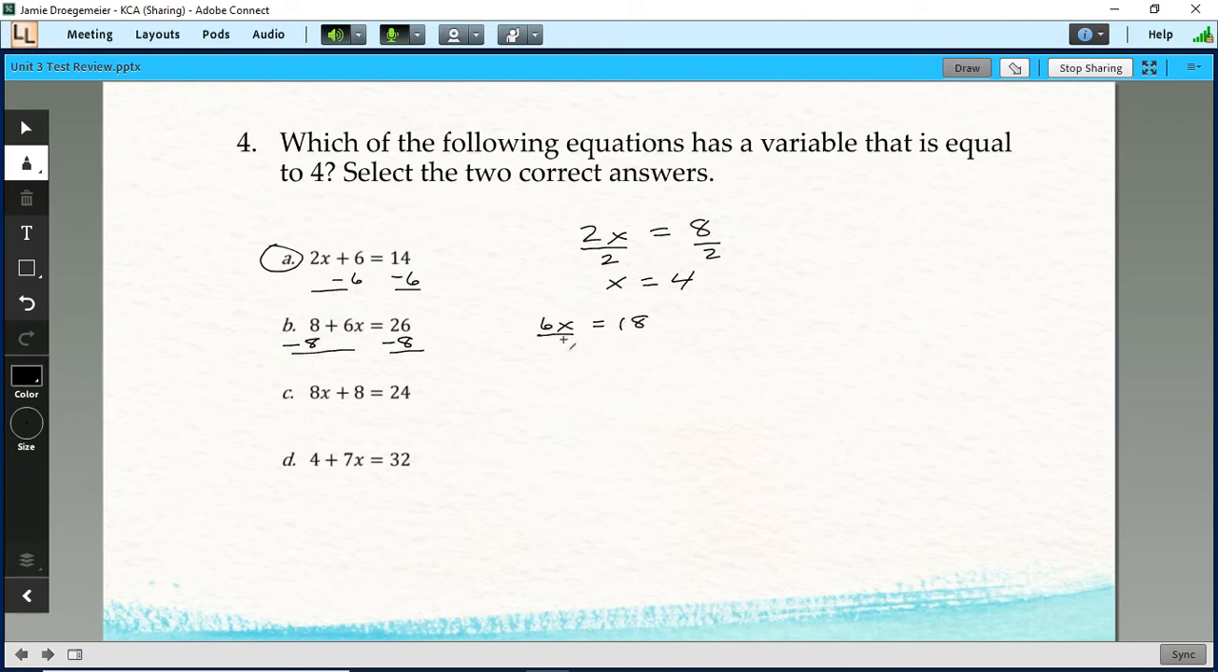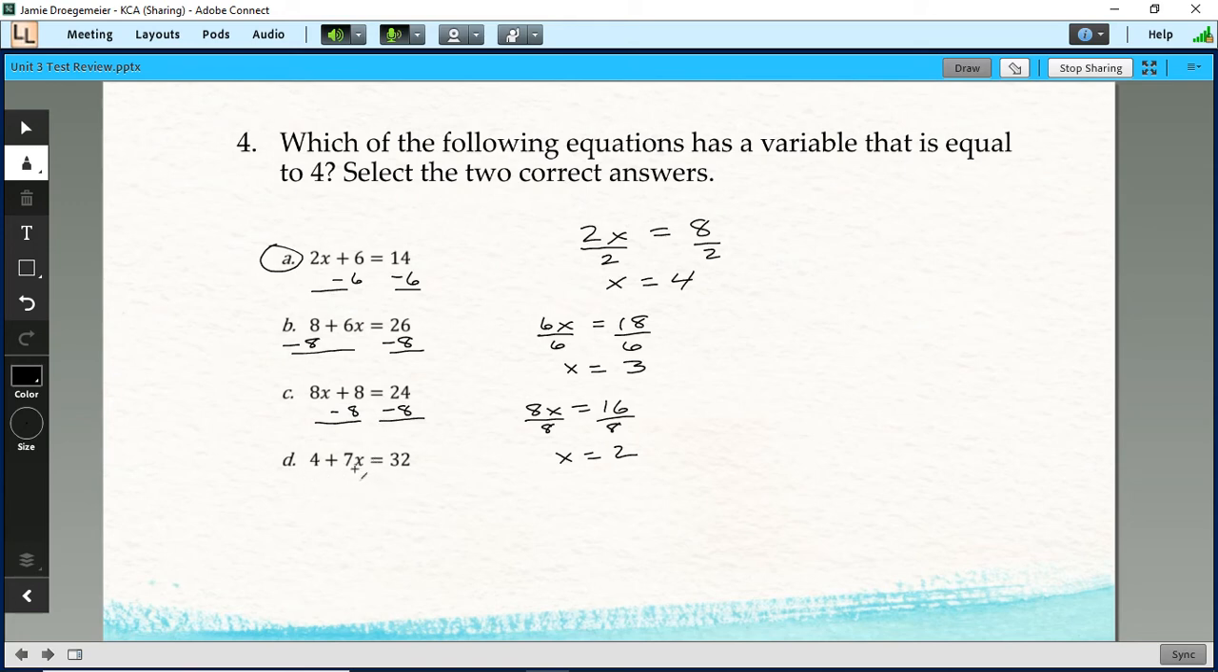And then we'd undo that multiplication by dividing. 6x divided by 6 is x, 18 divided by 6 is 3. So that second equation does not have x equal to 4. Third equation, we would start by subtracting 8 to isolate that variable, which gives us 8x equals 24 minus 8 is 16. And then we'd undo that multiplication by dividing, and we get that x equals 16 divided by 8, which is 2. So that one is not one of our correct answers.